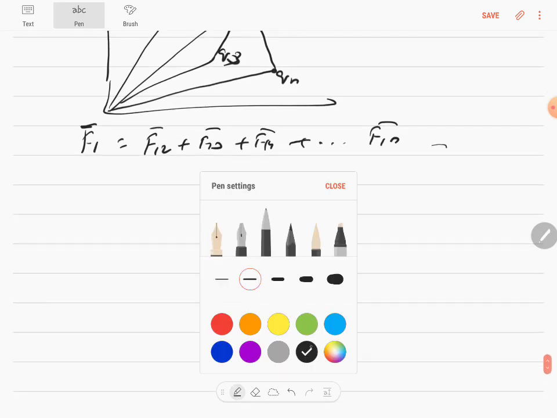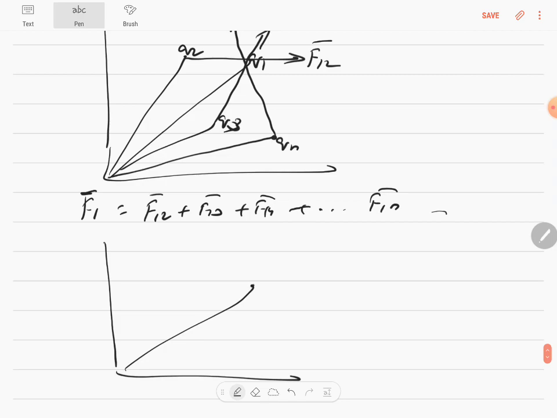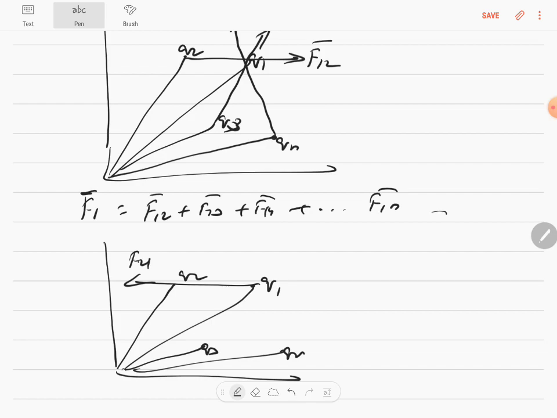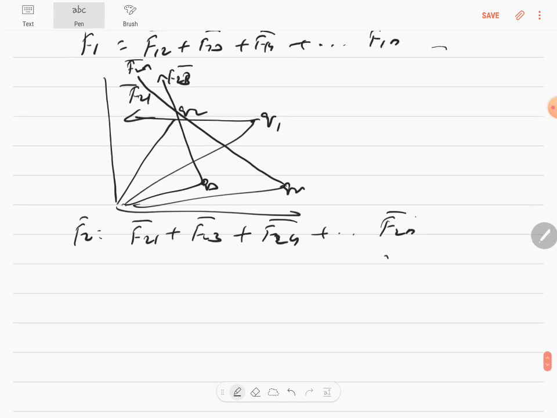So let's look at the second particle then. It's a similar diagram again. You have Q1, Q2, Q3 and Qn. On the second particle there's a force F21, due to the first particle. Force on the second particle due to the third particle, and force on the second particle due to the nth particle. So the force on the second particle will be F2 due to 1, F2 due to 3, F2 due to 4, F2 due to nth. Like that it goes on, correct?